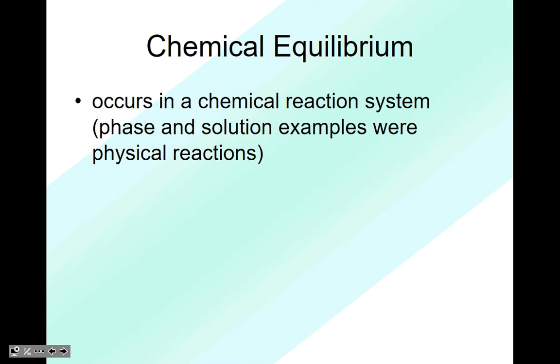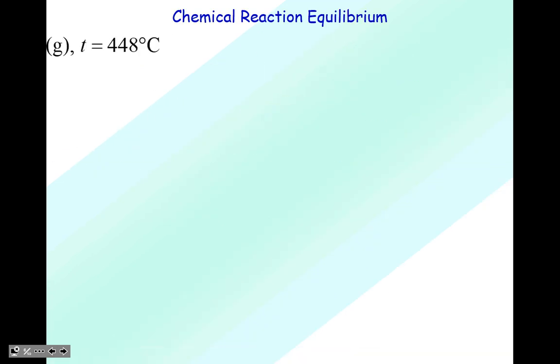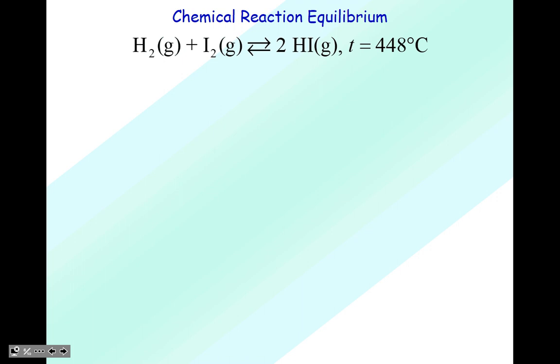Chemical equilibrium, this is what we're going to do moving forward in this whole unit, occurs in a chemical reaction system. Phase and solution examples are physical reactions only, right? So those two examples are physical changes or physical reactions. We're going to spend our time with chemical equilibrium or chemical reactions. So let's take a look at an example of what that looks like.